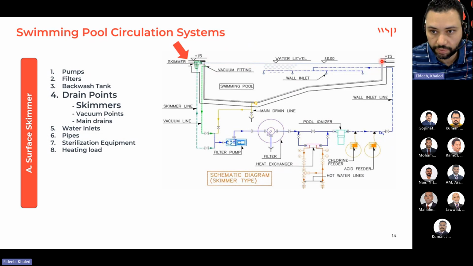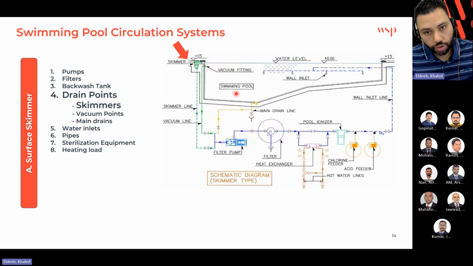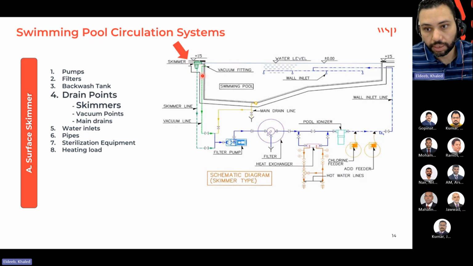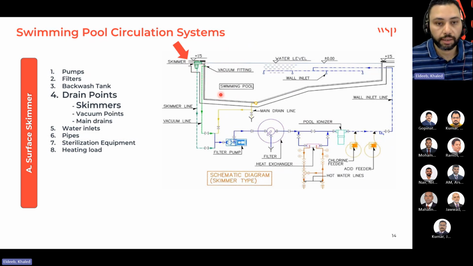We discussed this one in the first session, if you remember, by removing the dirt like hair and the other floating objects on the surface of this water by the skimmer. To ensure efficient surface skimming and debris removal, skimmers must be properly sized based on the pool dimensions, the flow rate, and even the placement, the location of the skimmers.